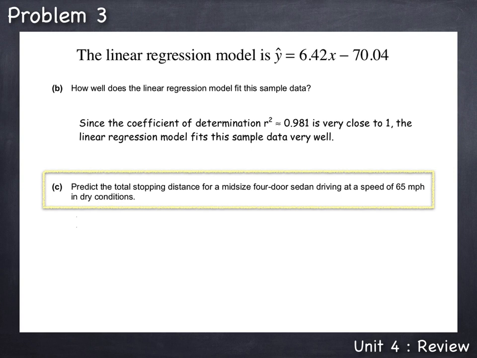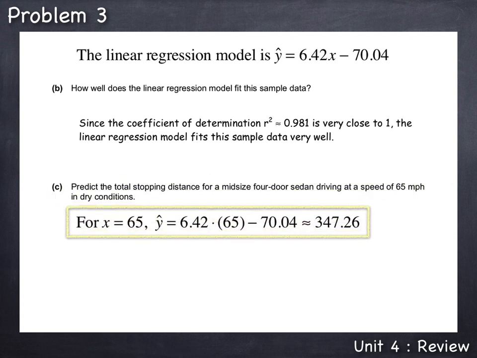Here, x in our model was the speed of the vehicle. So the speed of the vehicle was the 65 miles per hour. Plugging that into the regression model, x equals 65, we get y hat equals 6.42 times the x of 65 miles per hour, subtract the 70.04, and we could press enter. Here we get 347.26 for our predicted y.